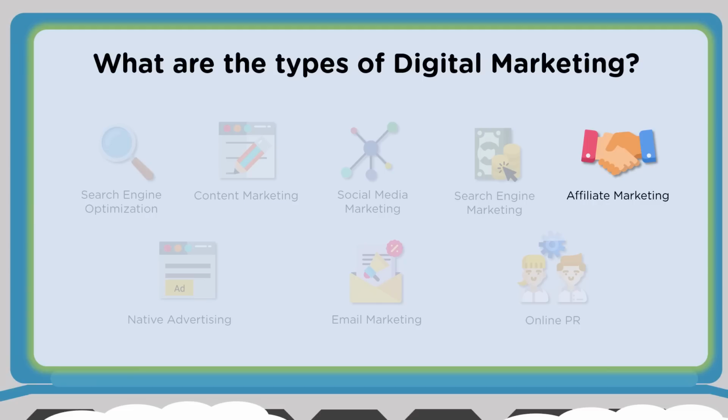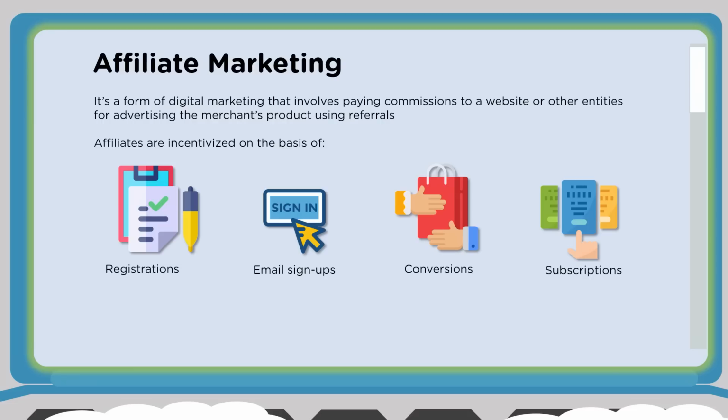Okay, so let's move over to affiliate marketing now. And so with affiliate marketing, really it's interesting and unique in that affiliate marketing involves paying out commissions. And who are you paying commissions to? Well, you're paying commissions to website owners or publishers or people who have websites with lots of content or people who have websites that attract a lot of users.